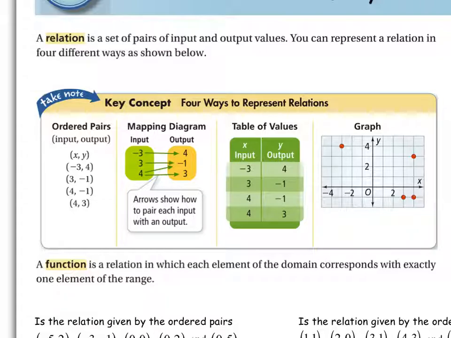We're talking about how one number relates to another number, okay? And so a relation is just a set or pair of inputs and output values that we can represent in 4 different ways. We have seen relations as ordered pairs. We have seen relations as tables of values. We have seen relations as graphs. We have seen all of those things this year. Every equation we have graphed, every absolute value, every parabola, every circle, everything we've done this year has been with relations, okay?